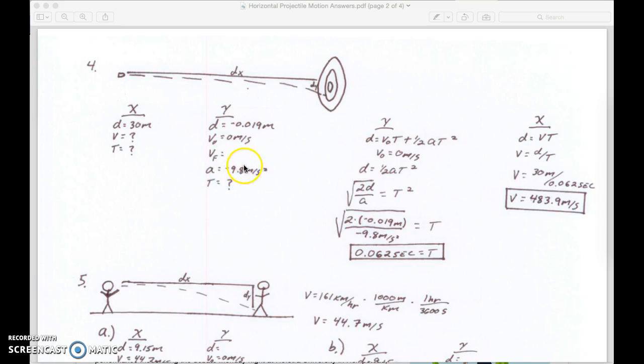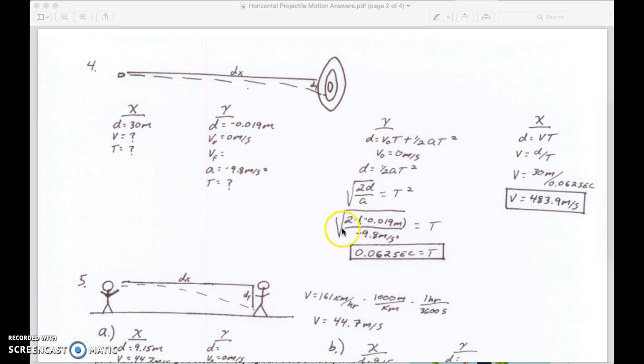The initial velocity in the y direction is 0 because it was fired horizontally, and the acceleration is negative 9.8 meters per second squared. First thing we can find is the time, so we're going to use the third equation in the y direction because that's where we have three things. So d equals v naught t plus 1/2 at squared, but v naught is 0, so this term goes away, leaving us with d equals 1/2 at squared. Solving for time, I get the square root of 2d over a. That should just be t. The reason the square root is here is to get rid of that squared, so notice it's not down here.